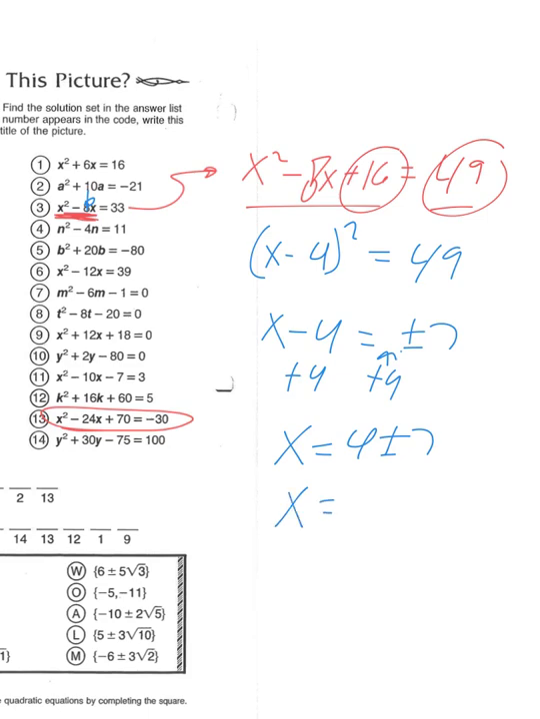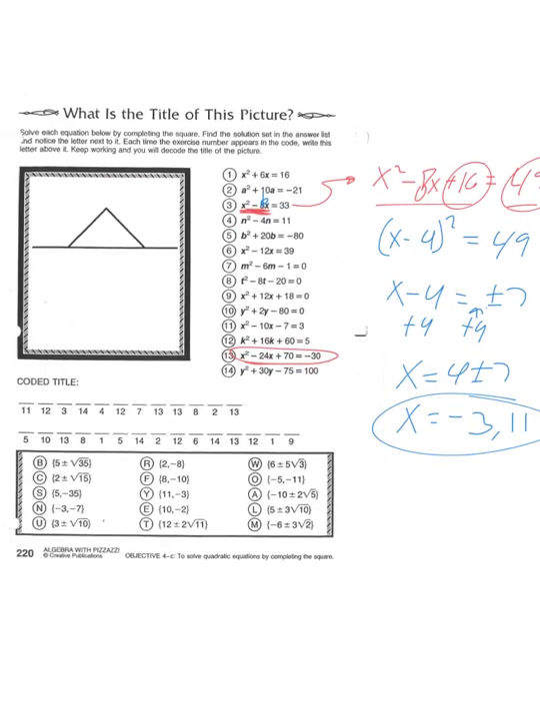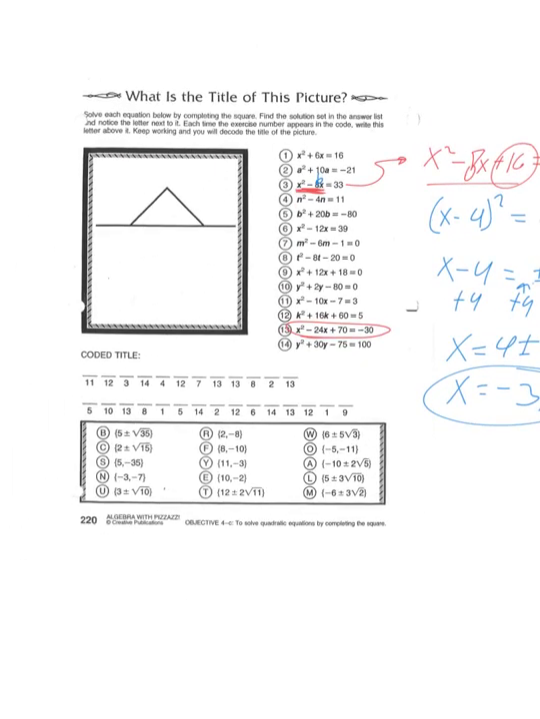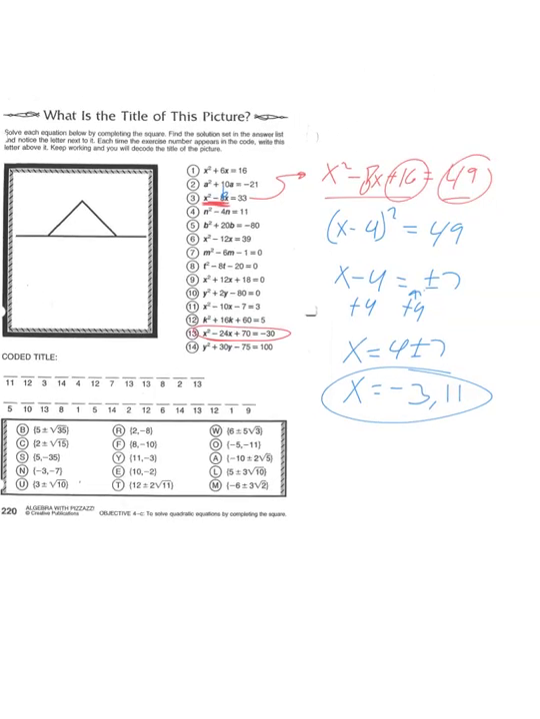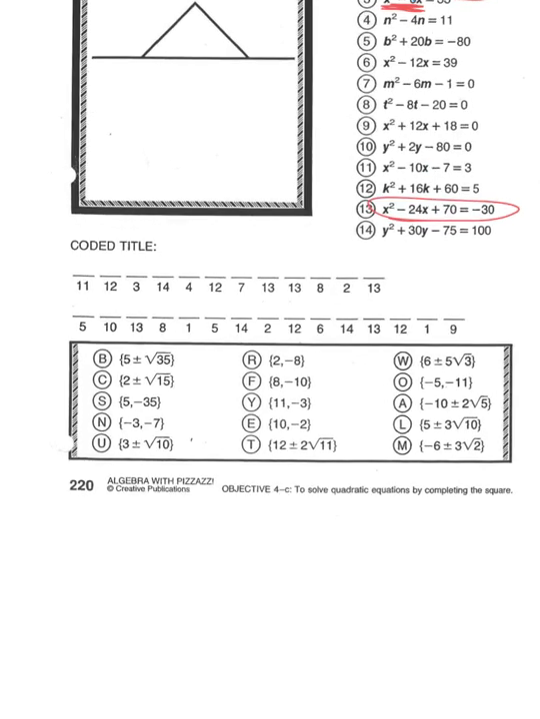And when I take the high road and the low road, I get negative 3 and 11 are my two answers. You definitely need to find them down below and complete the puzzle, because that tells you if you're doing things right. So I got, let's see, negative 3 and 11. Do I see that anywhere down here?